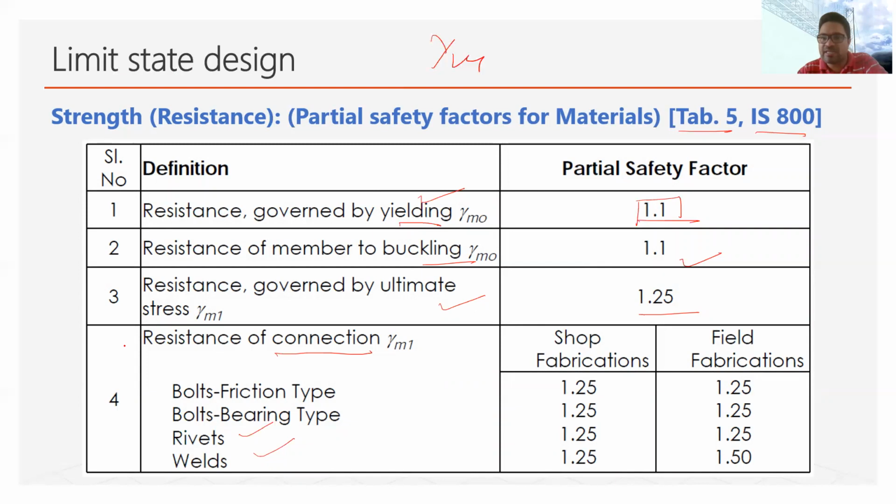Like if the connections are shop fabricated, in case of shop fabrication, quality control is better, while in case of field fabrication, quality control may not be as good as we can expect in shop fabrication. So similarly, you can see, the safety factor in welding can be 1.25 in case of shop fabrication, but in case of field, it is increased to 1.5. Why? Because the quality control cannot be ensured to be as good as in shop fabrication.